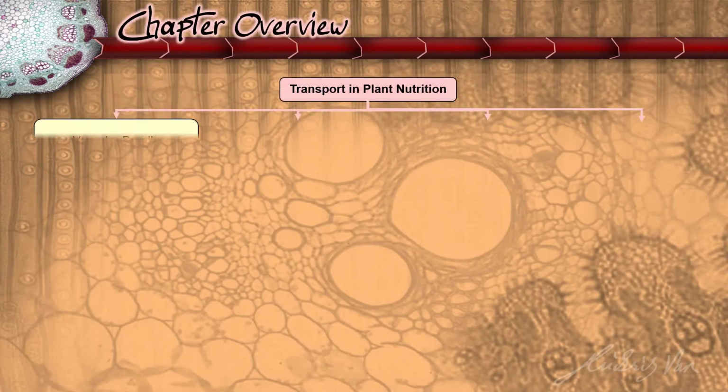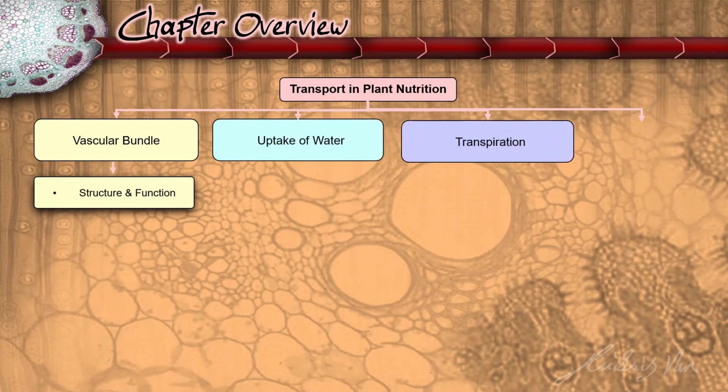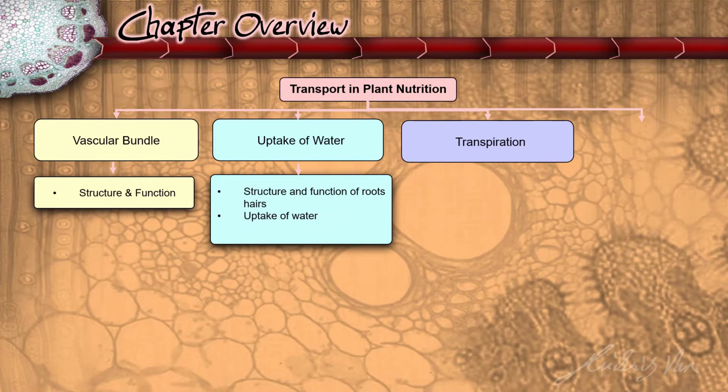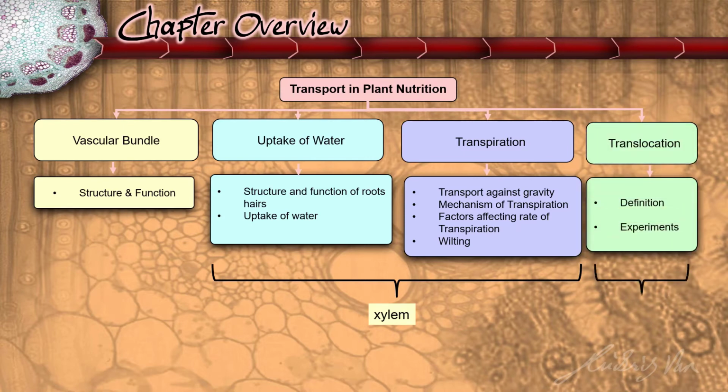So first, let us take a look at the chapter overview. In this video, you will learn about the vascular bundle, its structure, as well as its function. In the next video, we will learn how the plant absorbs water from the soil. And in the following video, we will learn about transpiration, which is essential for transporting water up the stem into the leaf. Both of these involve xylem. And for the last part, it is translocation, which involves phloem.